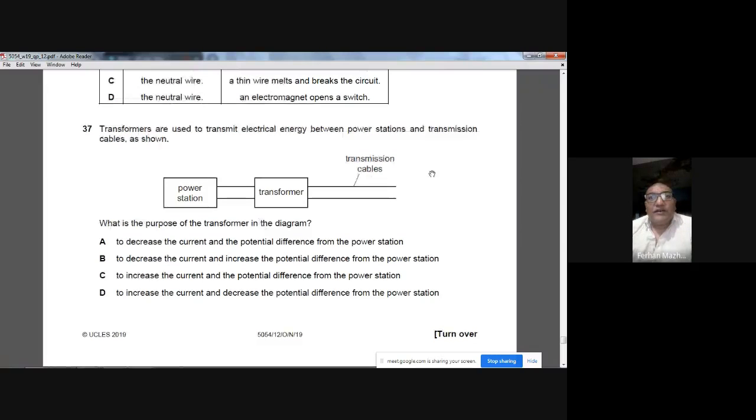So what is the purpose of that transformer? To decrease the current and increase the potential difference from the power station, that's true. To increase the current and the potential difference from the power station, no. To increase the current, no. So B is the right option. The function of the transformer is to decrease the current and increase the voltage, the potential difference, from the power station. So 37, B is the right option.